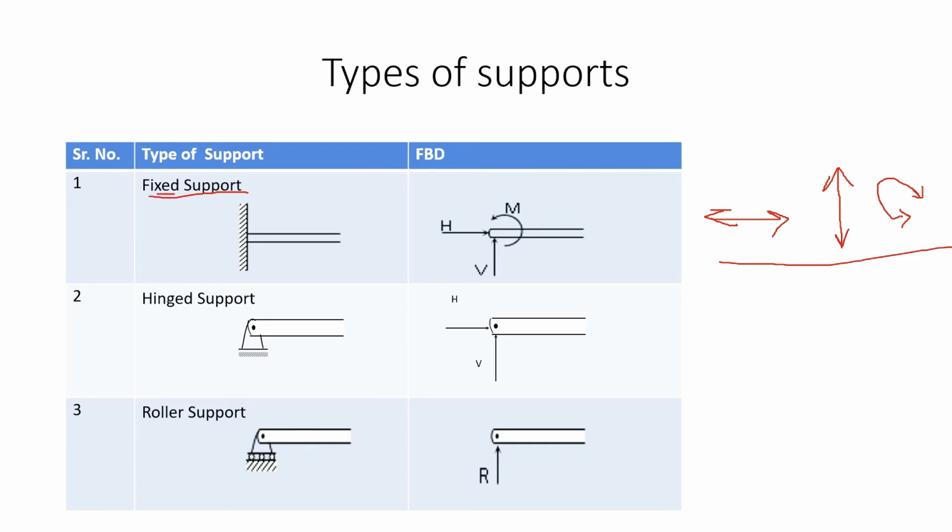So here in fixed support I am restricting horizontal motion, so you can see that a horizontal reaction is provided. I have restricted vertical motion, so you can see that vertical support is provided, and I have restricted moment, then you can see that here a moment is provided. So whichever motion you restrict, in that particular direction a reaction will appear.